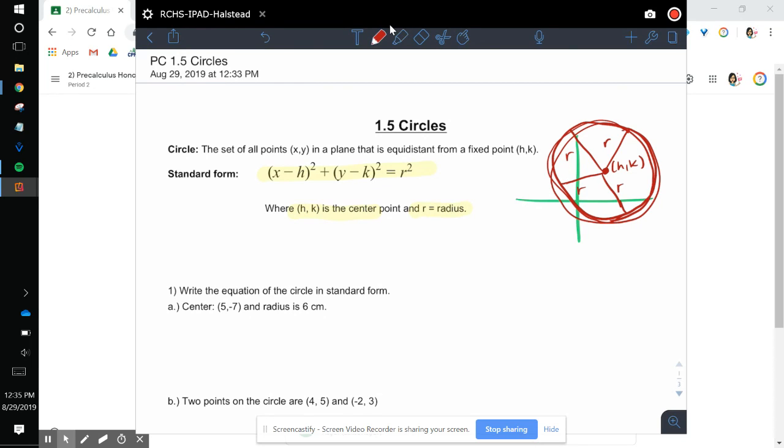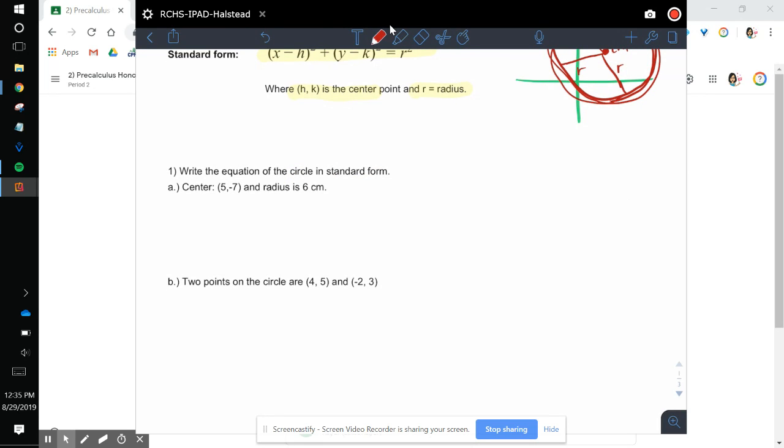Okay, we're going to write the equation for a circle with a center at 5 comma negative 7 and a radius that is 6 centimeters. I know that (x minus h) squared plus (y minus k) squared equals r squared is the standard form equation of a circle. I need two pieces, the center and the radius, to be able to complete the equation of my circle. Again, the center I see is 5 comma negative 7 and the radius is 6. I have both of these pieces, so I can go ahead and write the equation.